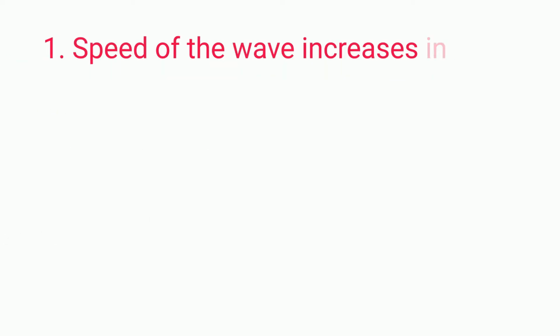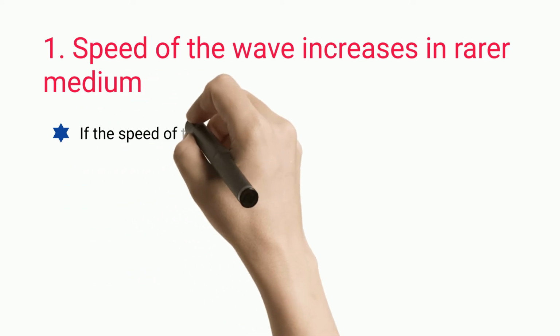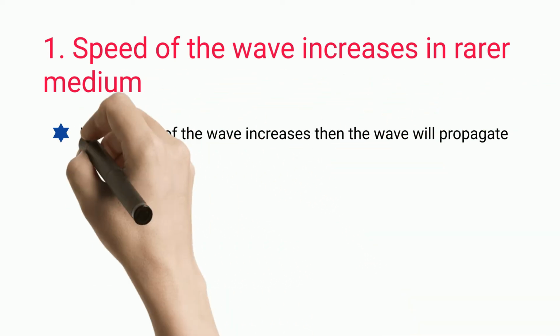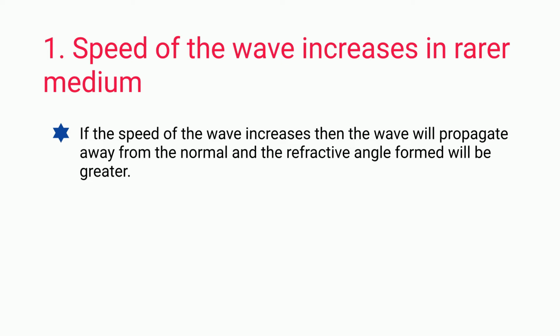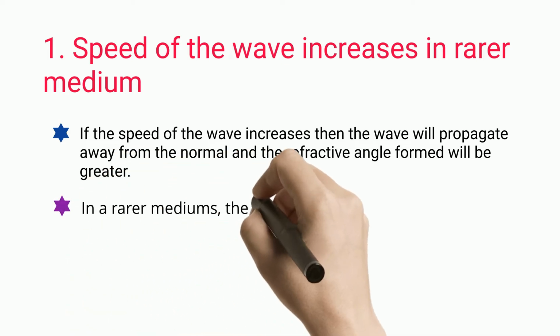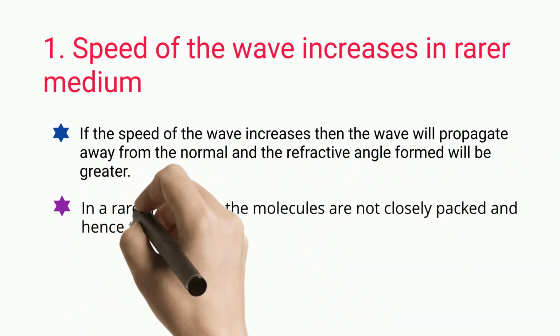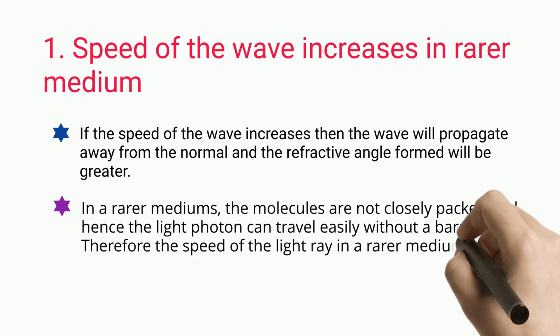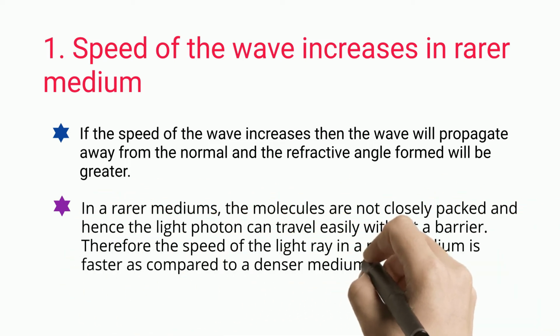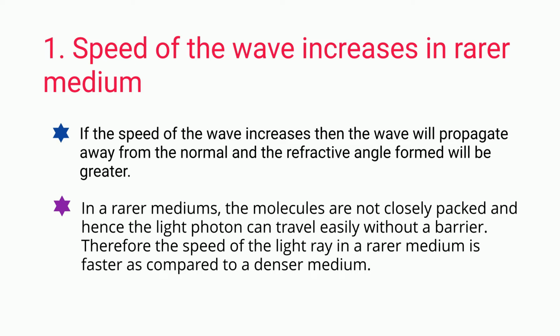1. Speed of the wave increases in rarer medium. If the speed of the wave increases, then the wave will propagate away from the normal, and the refractive angle formed will be greater. In rarer mediums, the molecules are not closely packed, and hence the light photon can travel easily without a barrier. Therefore the speed of the light ray in a rarer medium is faster as compared to a denser medium.